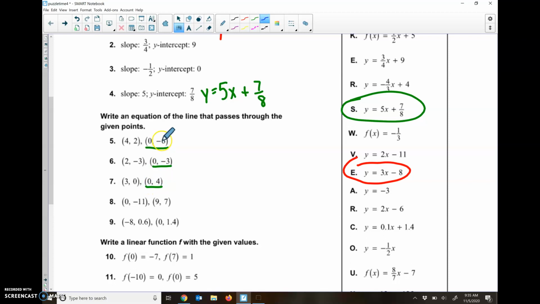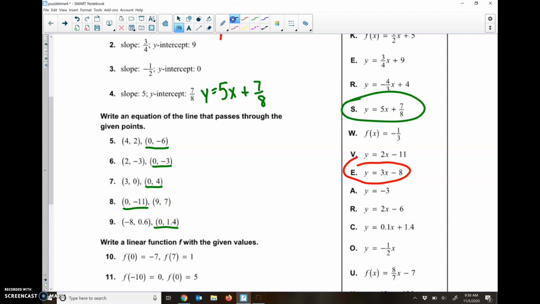Our y-intercept for number 5 is -6 because the x is 0. The y-intercept for number 6 is -3 because x is 0 there. The y-intercept for number 7 is 4, x is 0 there. Number 8 is -11, the x is 0 there. And number 9 is 1.4 because that's where the x is 0.